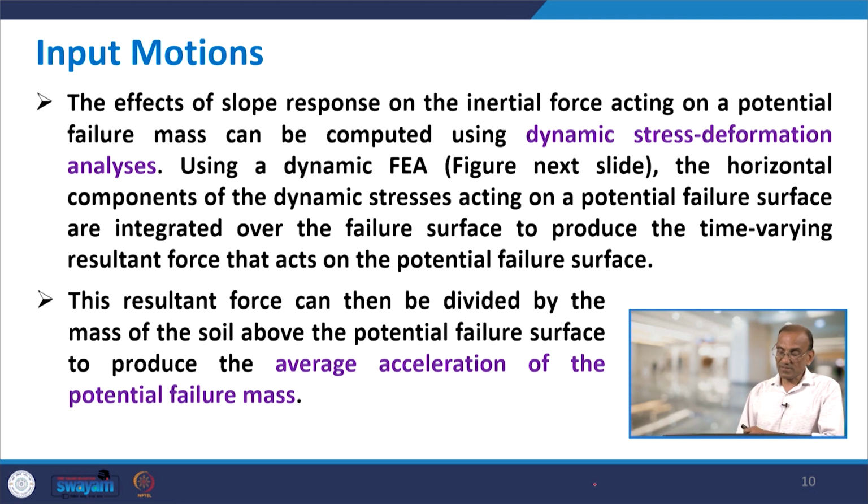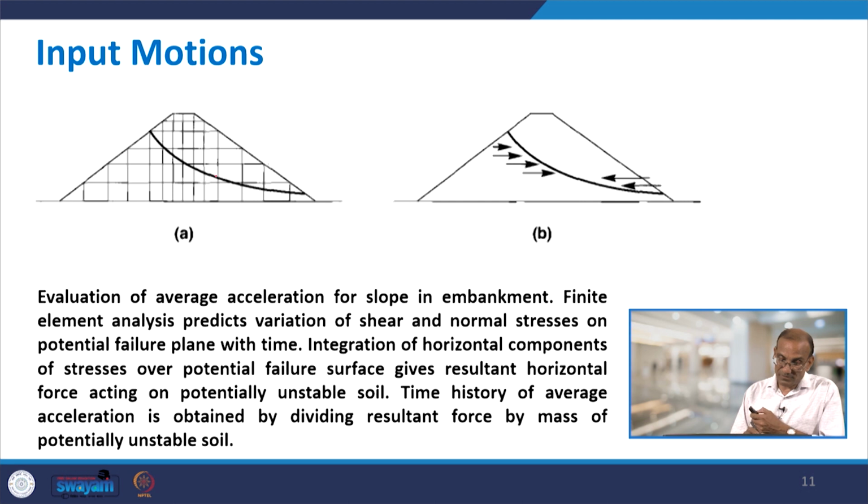So, the horizontal component of the dynamic stresses which is acting on a potential failure surface are integrated over the failure surface to produce the time varying resultant force that acts on the potential failure surface. So, you first have to find out the horizontal component of the dynamic stresses which is acting along this plane in the failure surface, and that is integrated over the whole length of this failure surface from here to here.